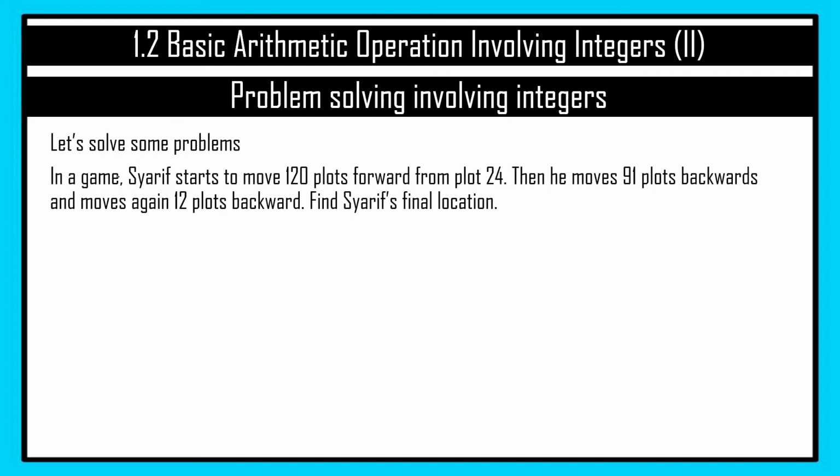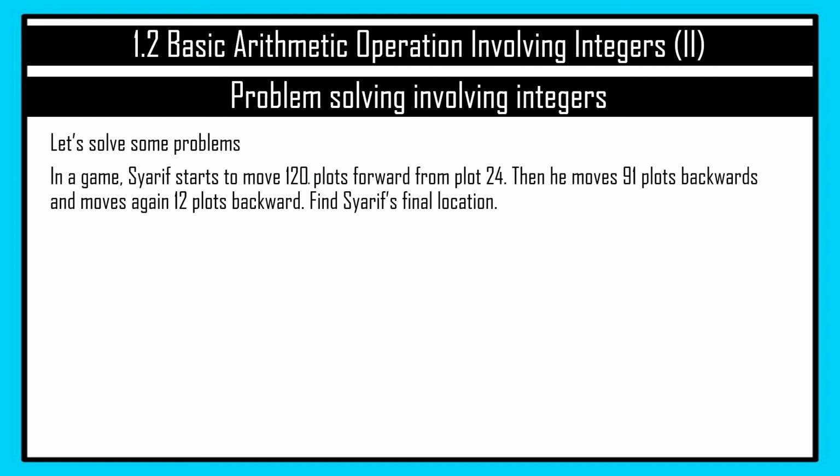Okay, in this problem solving, the question is, in a game, Sharif starts to move 120 plots forward from plot 24. Then he moves 91 plots backwards and moves again 12 plots backward. Find Sharif's final location. Okay, so from this question, please do not fear long questions. The longer the question, the easier you can answer compared to the shorter one.